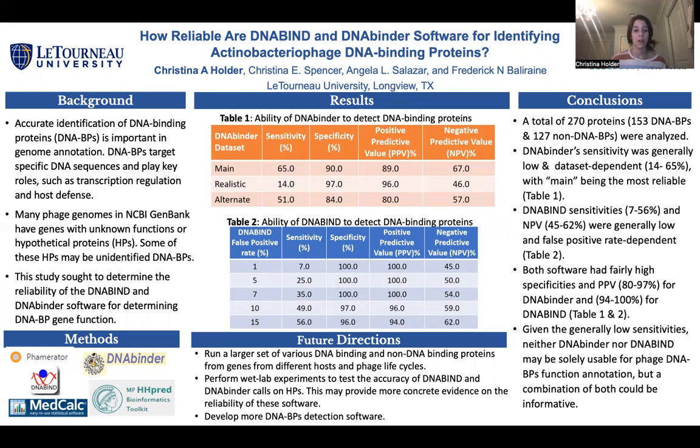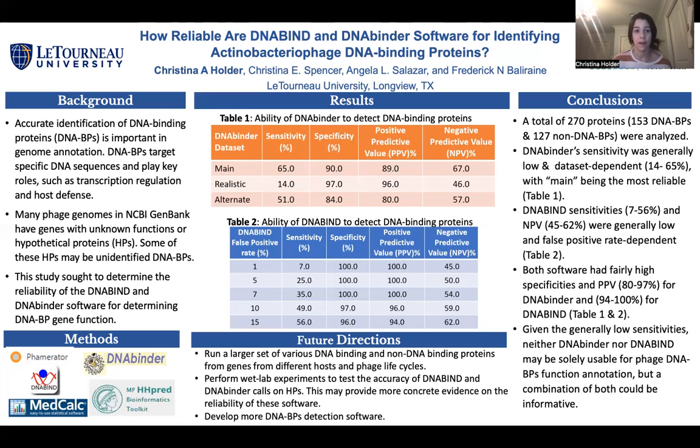So a little background on each of these terms. Sensitivity is the percentage of DNA binding proteins correctly identified out of the total number of DNA binding proteins run. And then specificity is the percentage of non-DNA binding proteins correctly identified out of all the non-DNA binding proteins run. So we are looking for a high sensitivity, which would mean that the software is able to identify a large number of DNA binding proteins, and a high specificity, meaning the program does not call many false positives.